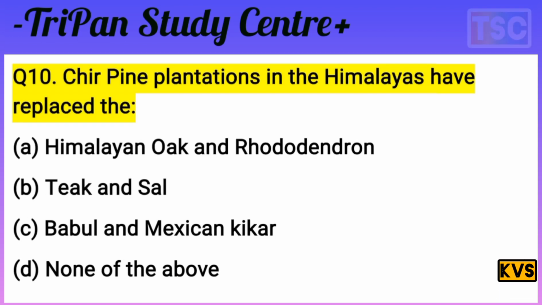The next question arrives here. That's important. The question: chir pine plantation in the Himalayas has replaced the. You know that the question is clear. Options: A, Himalayan oak and rhododendron; B, teak and sal; C, babul and Mexican kikar; and D, none of the above. That option is important, but first of all, choose your answer. I give a few seconds here.